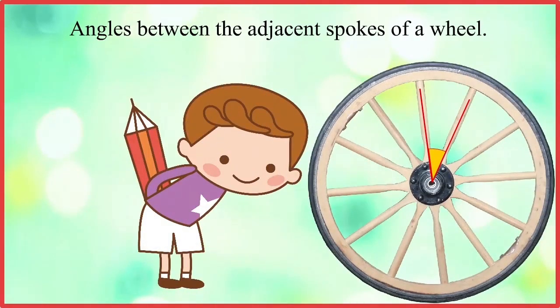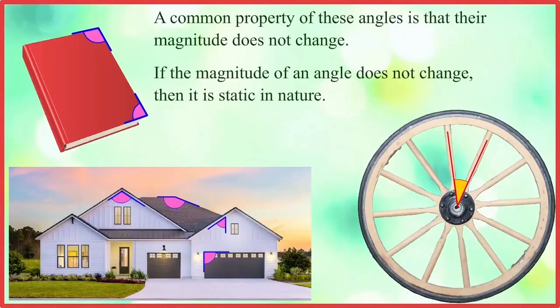Notice that the magnitude of the angle between two adjacent spokes of the wheel does not change even when the wheel is rotating. You can see that the magnitude of each of these angles does not change. The fact that the magnitude of an angle remains constant is known as the static nature of the angle.